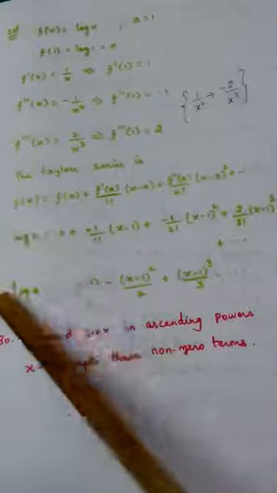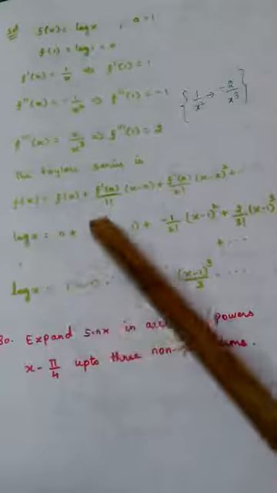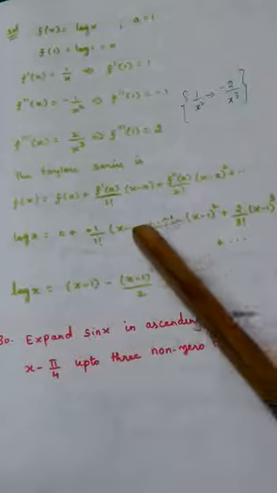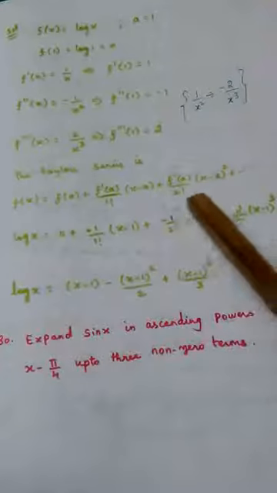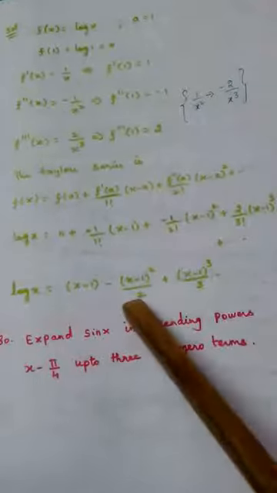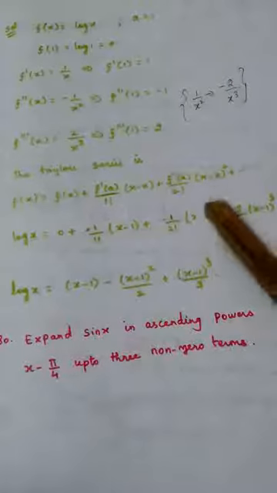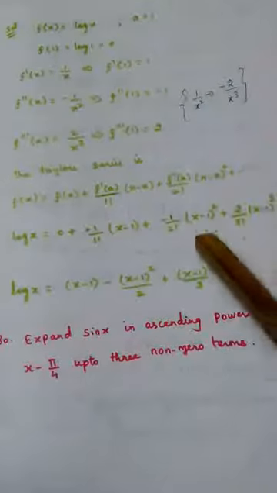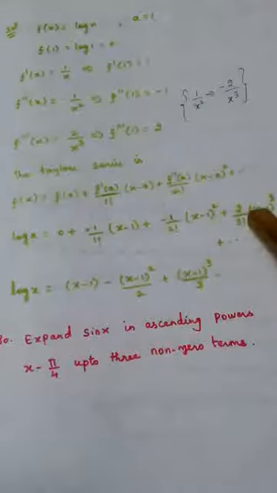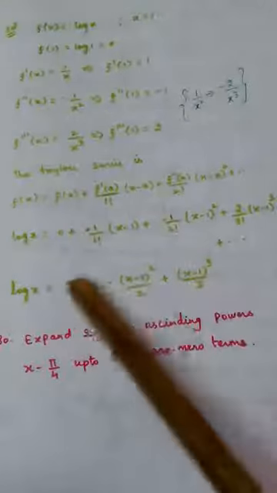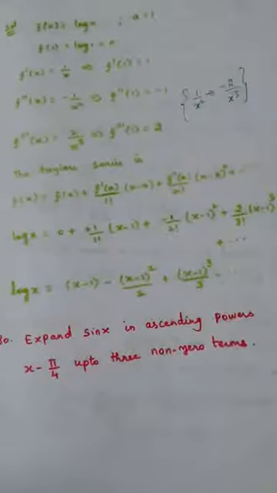So simplifying, log x is equal to, leaving this, 1 by 1 is 1, so x minus 1, plus, into minus, so minus of x minus 1 whole square, 2 factorial, answer is 2, plus 3 factorial means 1, 2, 3, 2 cancel, 3 alone remains, so x minus 1 whole cube by 3, minus etc. They are asking us to write 3 terms, so we found out 3 terms.